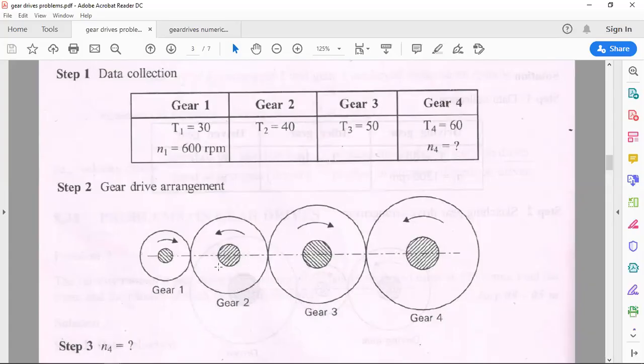Then this drives this one. The anti-clockwise gear will become the driver now, and this will become the driven. So this is driven in a clockwise direction. And if it is clockwise, then the next one will become anti-clockwise.